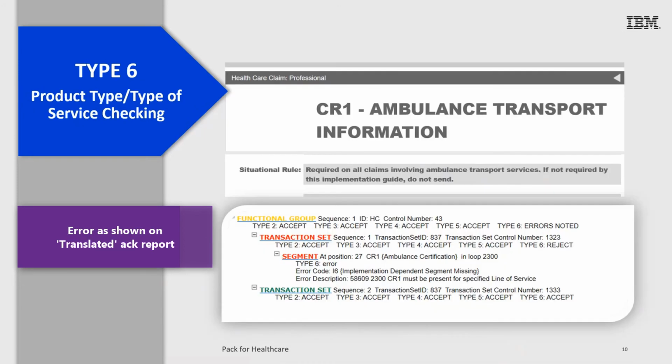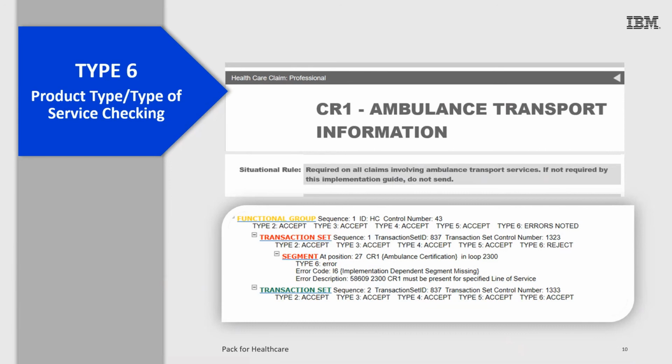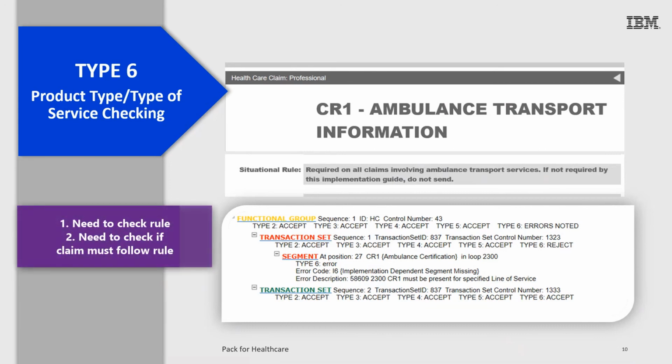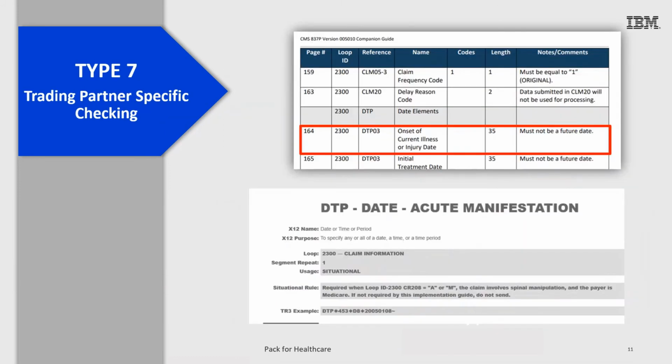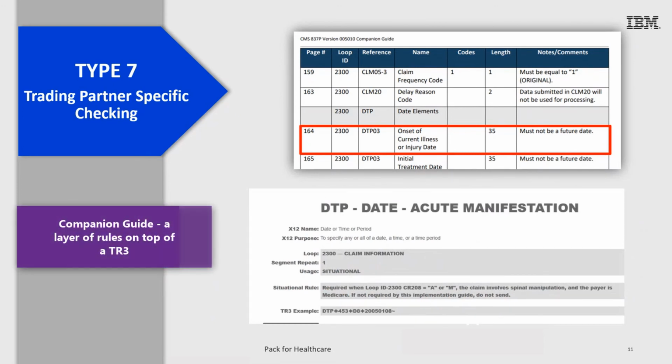To understand how Type 6 rules are processed, I like to think of them in two parts. First, there's the main rule you are enforcing. Secondly, you need to determine whether the claim involves this line of service. Type 7 can be anything and everything else, and it is determined by mutual partner agreement. These are often expressed in documents called companion guides.